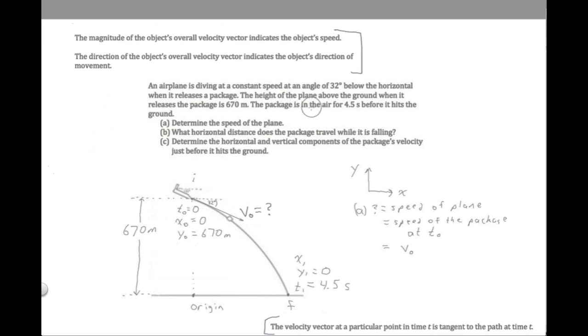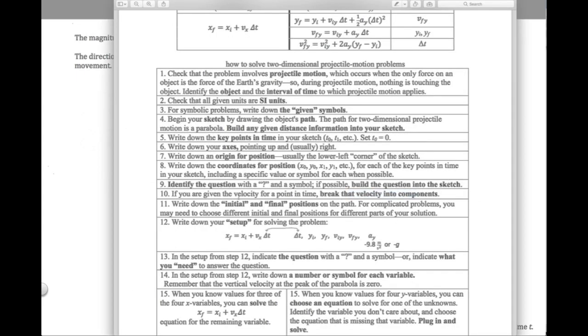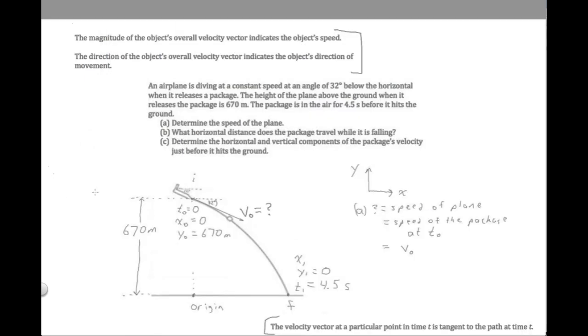Remember that the question is actually asking us about the velocity at time 0. At least it's asking about the magnitude of the velocity at time 0. We haven't been given this velocity. So as a result, we're not going to complete this step. We don't know the velocity at time 0, so we're not going to break that velocity into components. Instead, we'll just move on.